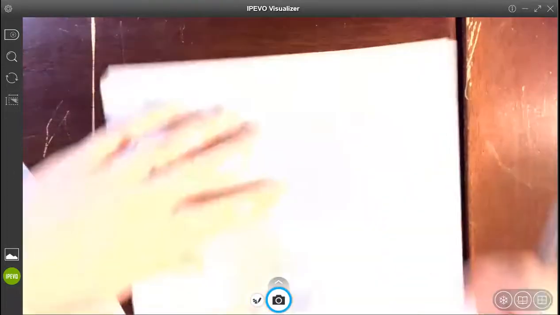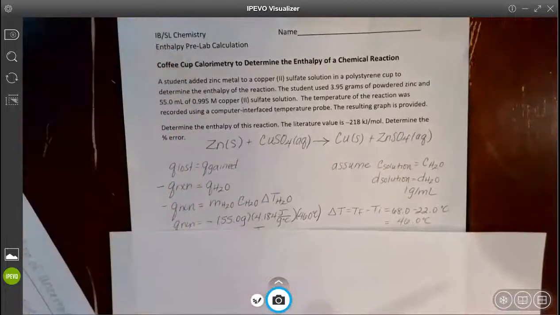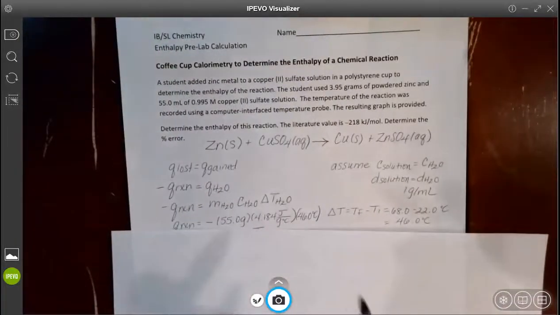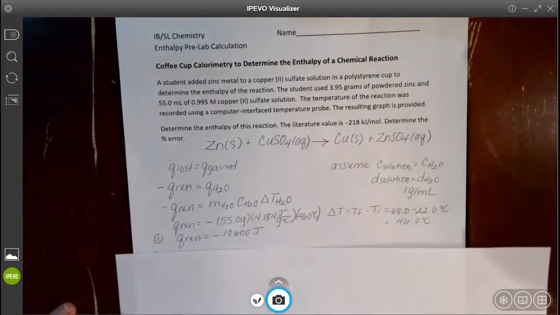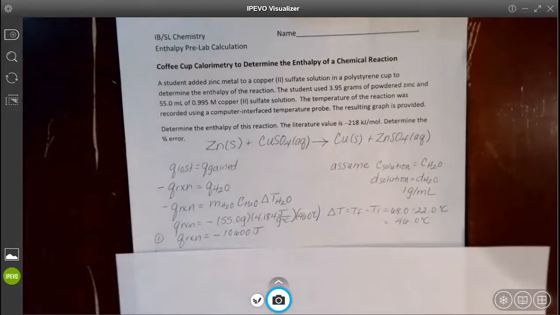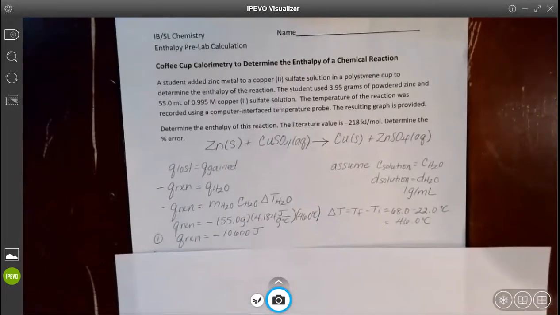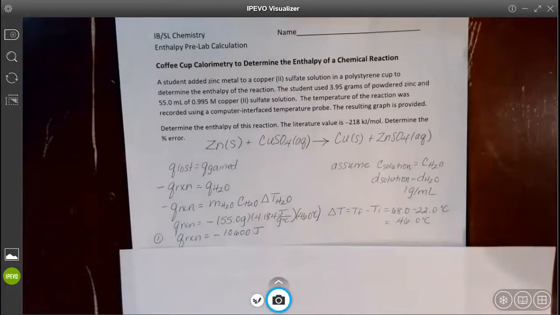Okay, so we have our initial temperature and we have our final temperature. And so we just subtract those to get our delta T. Our calculation for Q of the reaction is negative, so it means 10,600 joules are given off when this amount of chemical reacts. Now that is not called the enthalpy of the reaction. That's just the Q, or the heat. The enthalpy of the reaction is determined by finding out how many joules per mole are released.